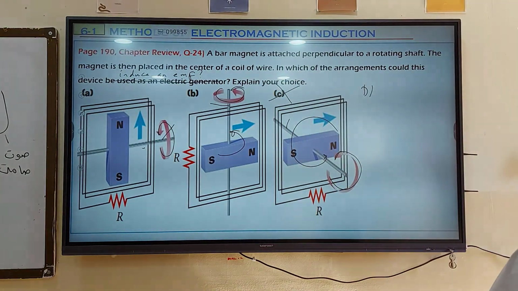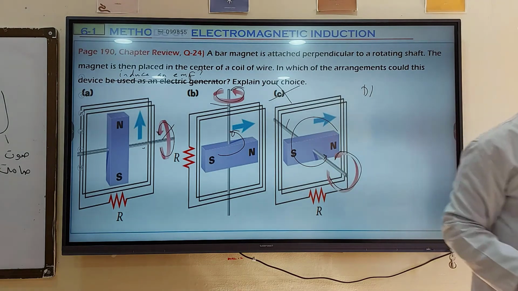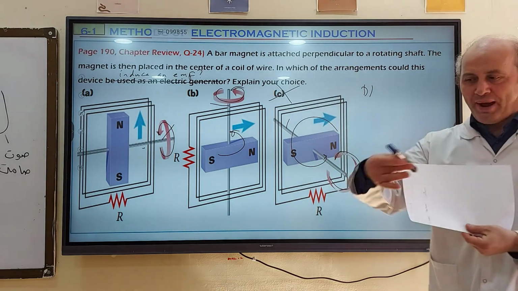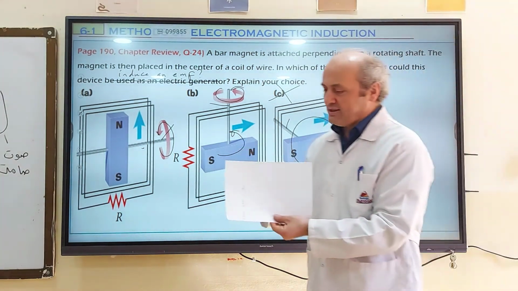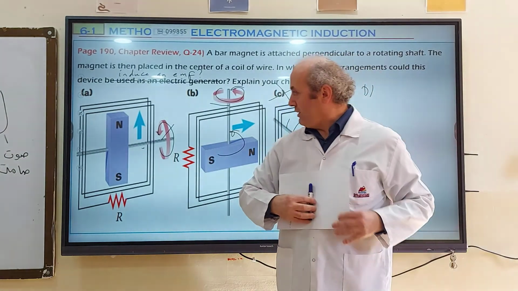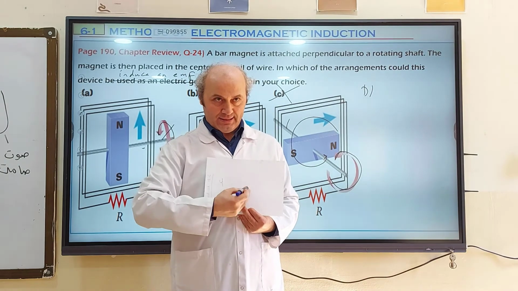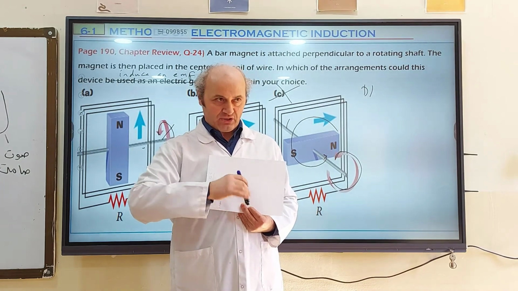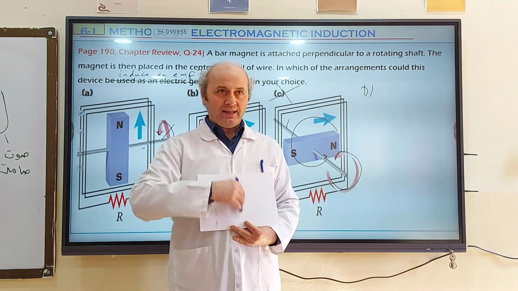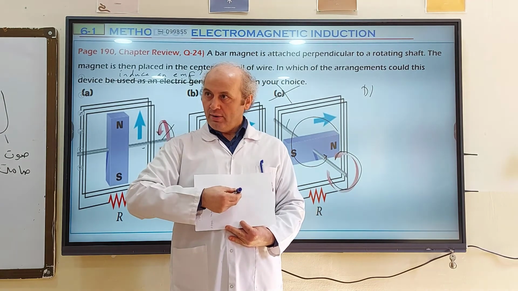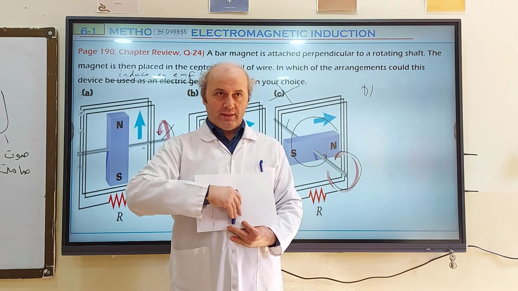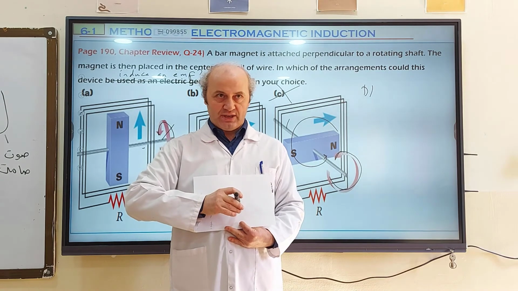Maybe you can use your pen as a magnet and make a loop with your hand. Okay, the first case is this one. You are going to rotate your pen like this. Initially the pen is parallel to the loop. But now perpendicular. Now parallel. Now perpendicular. This is the first case.